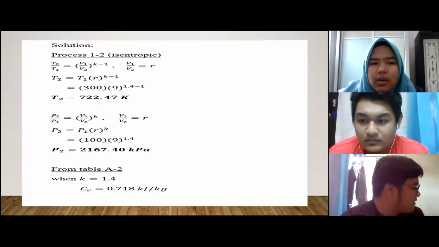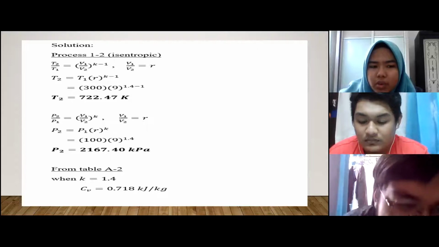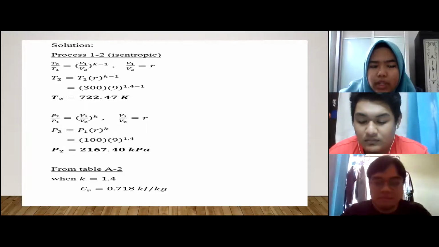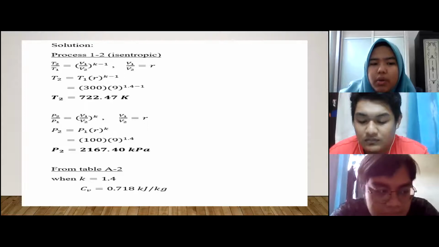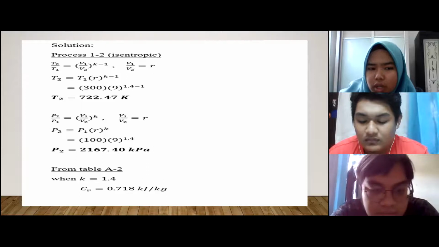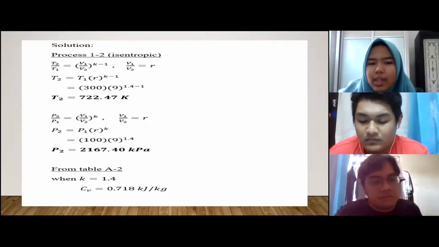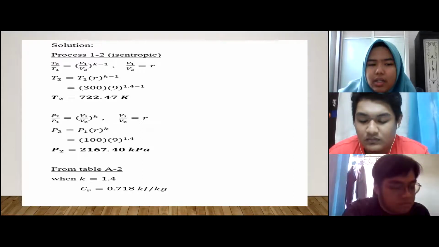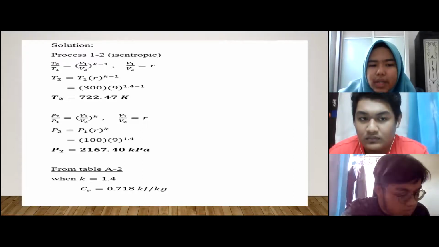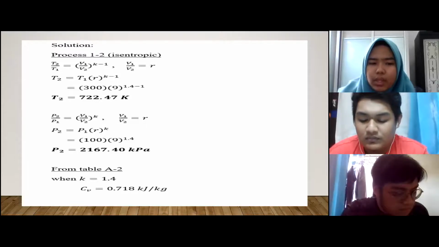Then with the same process, we can find the pressure P2, where P2 over P1 is equal to V1 over V2 to the power of k. We also know that V1 over V2 is equal to r, so we substitute it. P2 is equal to 100 times 9 to the power of 1.4, which is 2167.40 kilopascal.